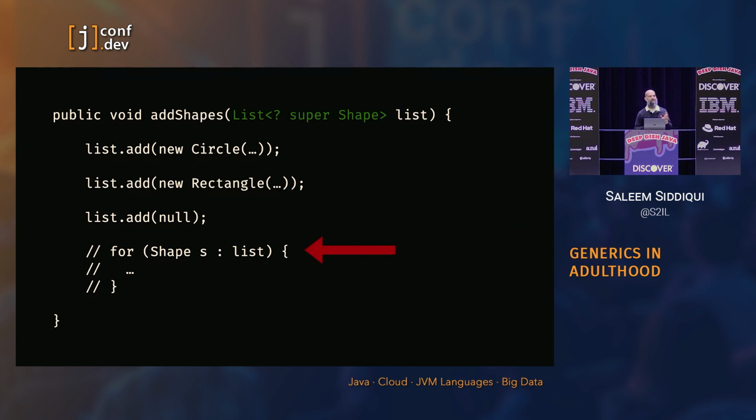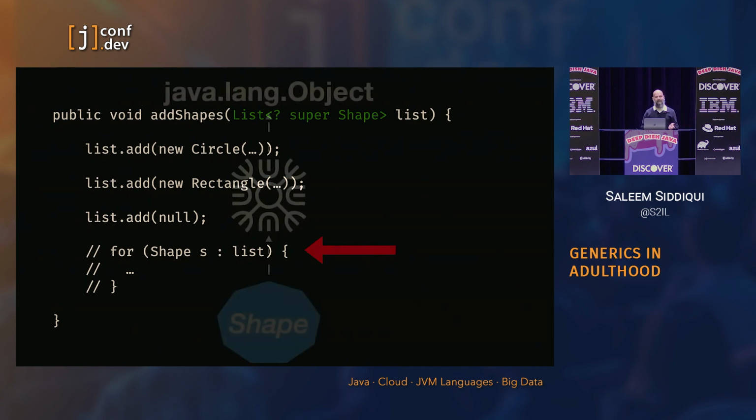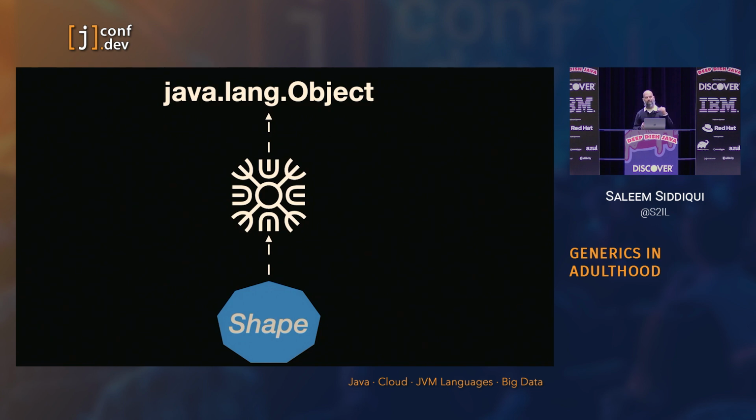Here's an interesting thing. You can add things to this list, you can't read from them. Like, say what? How is that? And the reason, again, is because you used a wildcard with super, it is some unknown superclass of shape, from shape all the way up to object, completely unknown, wildcard. So because it's unknown, it could be object, it could be some intermediate class, who knows how deep your shape hierarchy is between itself and object, and it's a list of those types.